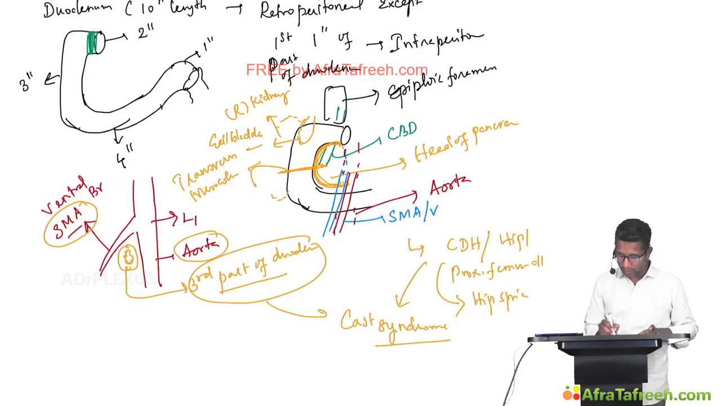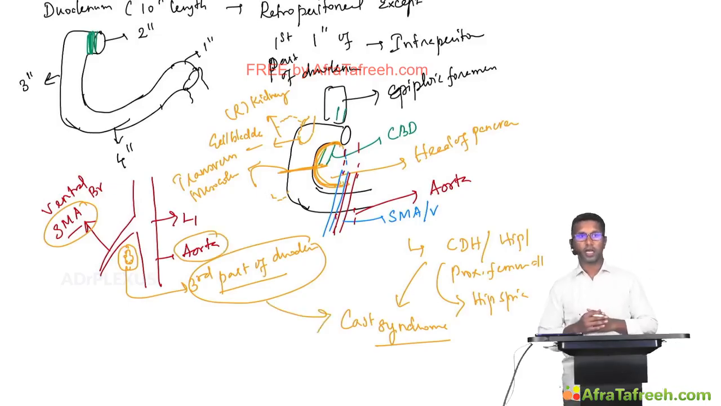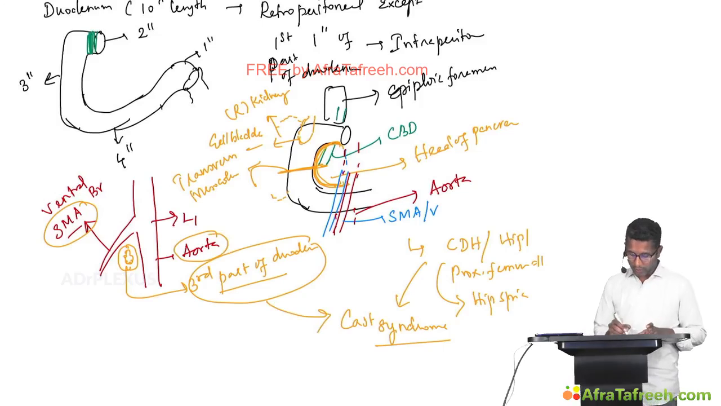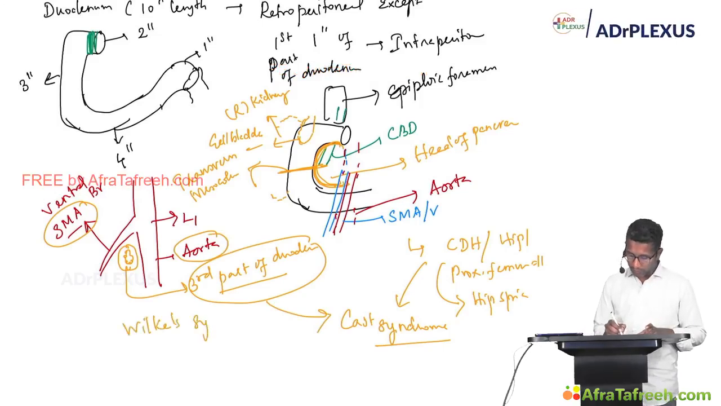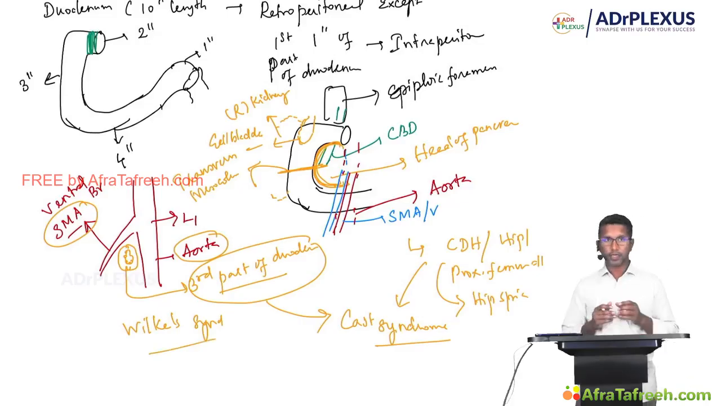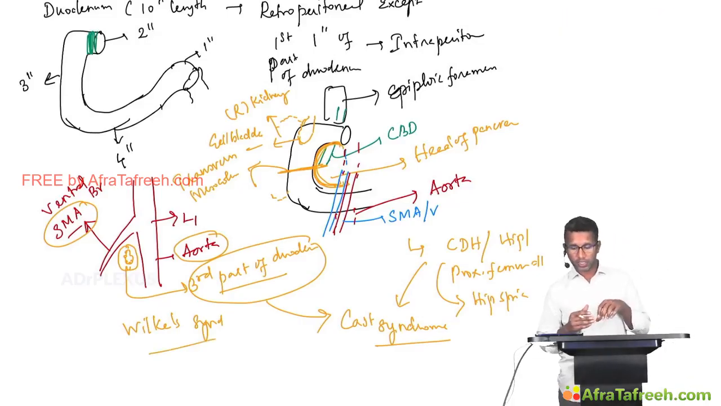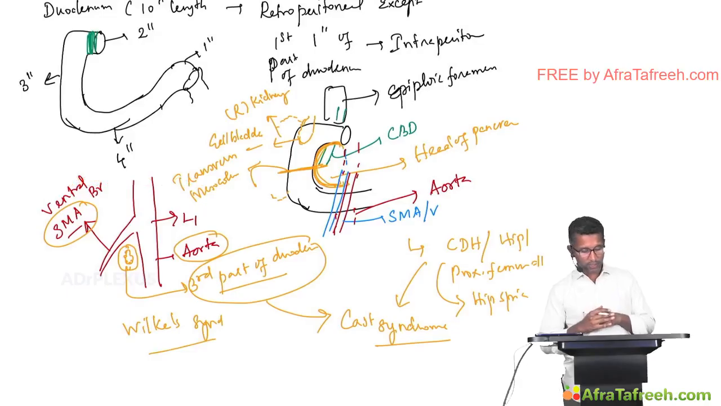This is called cast syndrome. It is also given another name, Wilkes syndrome. So in Wilkes syndrome, the third part of the duodenum is crushed between the superior mesenteric artery and the aorta.